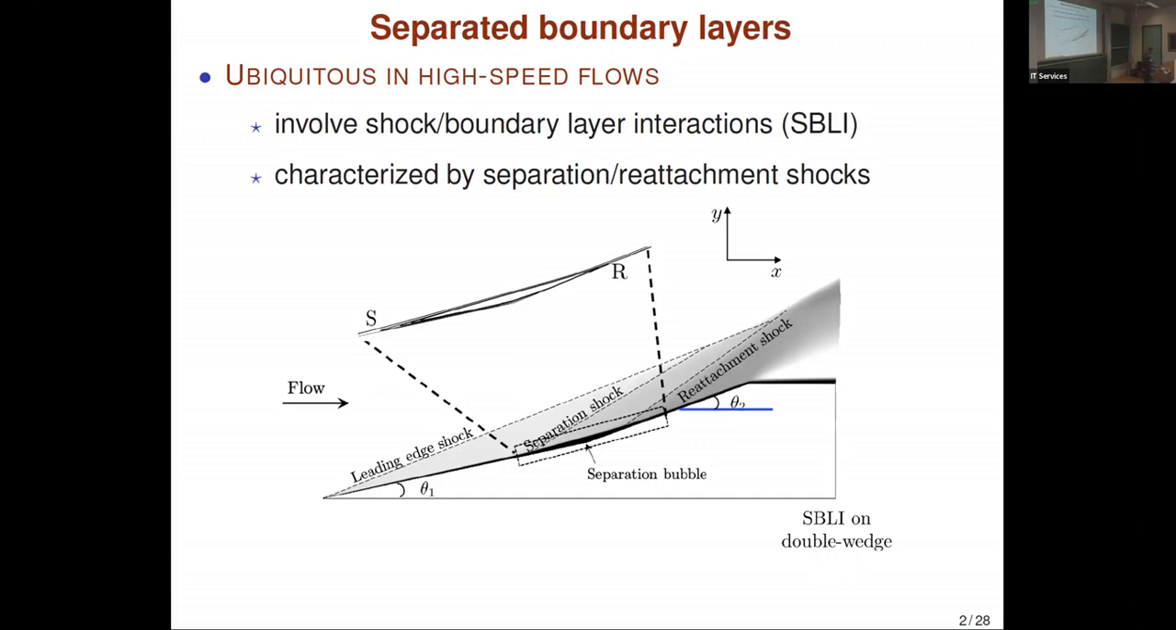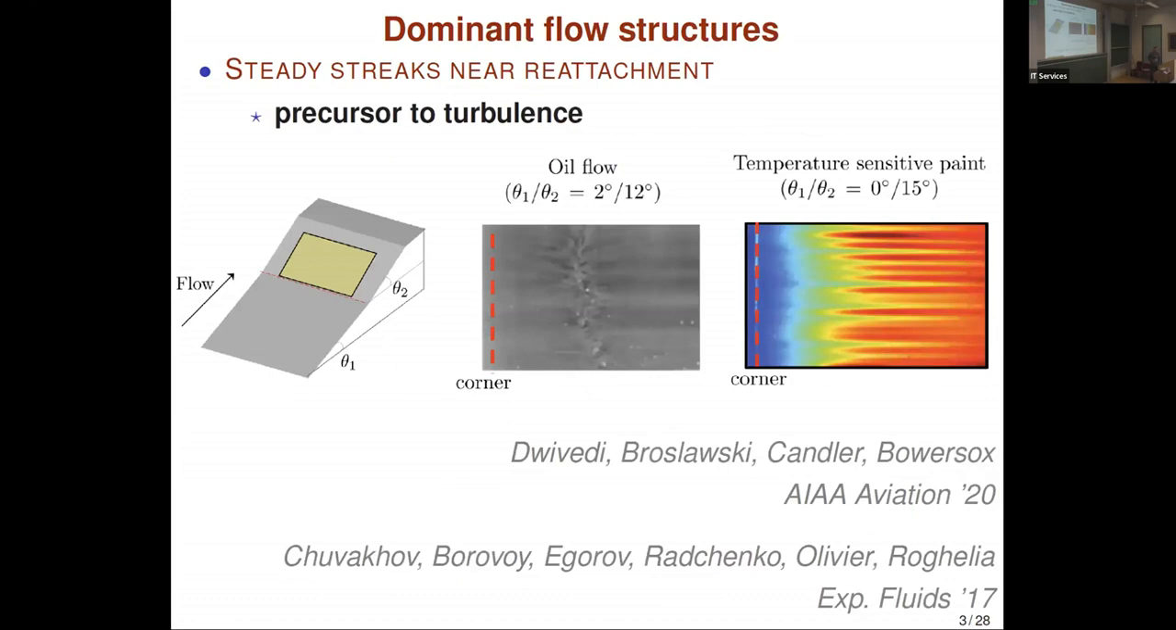This geometry has been recently used to probe transition in hypersonic flows and to gain insight into the underlying mechanisms. Very careful experiments have been conducted using oil flow visualization and temperature sensitive paint by Texas A&M and German/Russian groups. These experiments demonstrated the appearance of steady streamwise elongated structures that have a particular preferential spanwise length scale, and these structures exist both in the recirculation zone and after the reattachment, and the reattachment line is shown here.